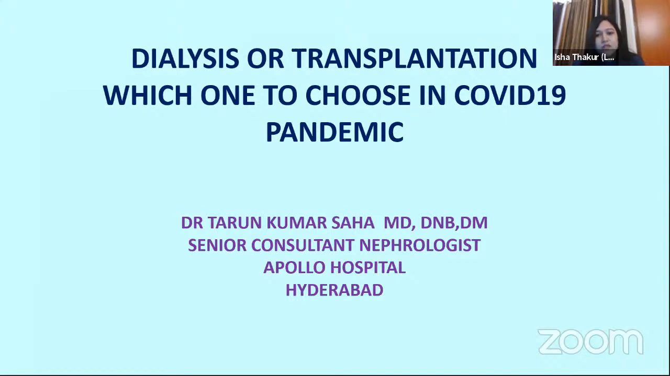He is also a faculty in Indian Society of Nephrology, Association of Physicians of India, Indian Society of Organ Transplantation, and other regional meetings. He initiated, first in the private sector, the transplant program in eastern UP and has done the first dual marginal cadaveric kidney transplant in Hyderabad.